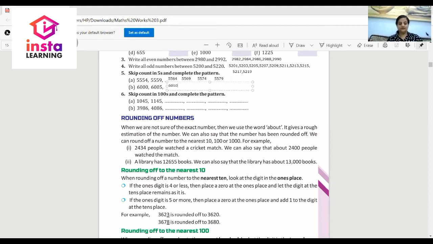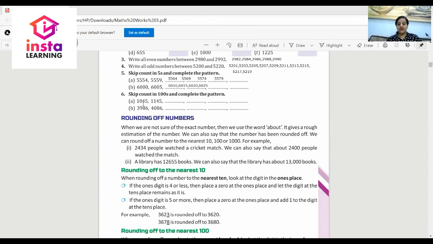6010, comma, 6015, comma, 6020, comma, 6025. This is the answer. Okay, students. Now skip counting in hundreds and complete the pattern. 100 means you have to add 1 at the 100 place, like this.